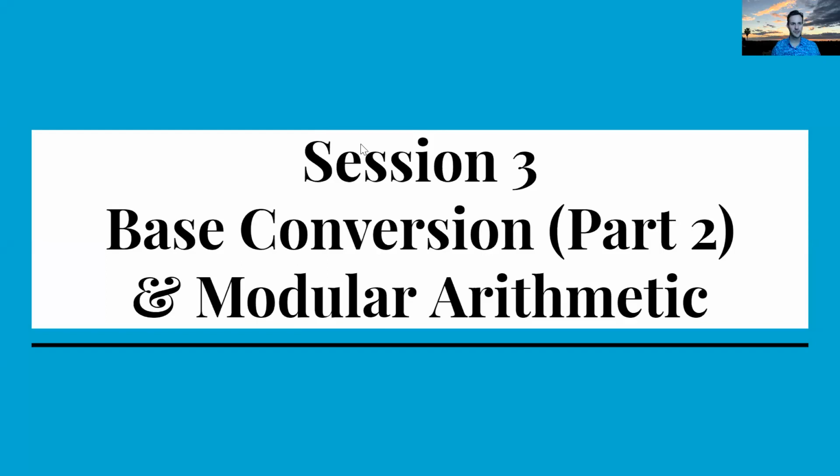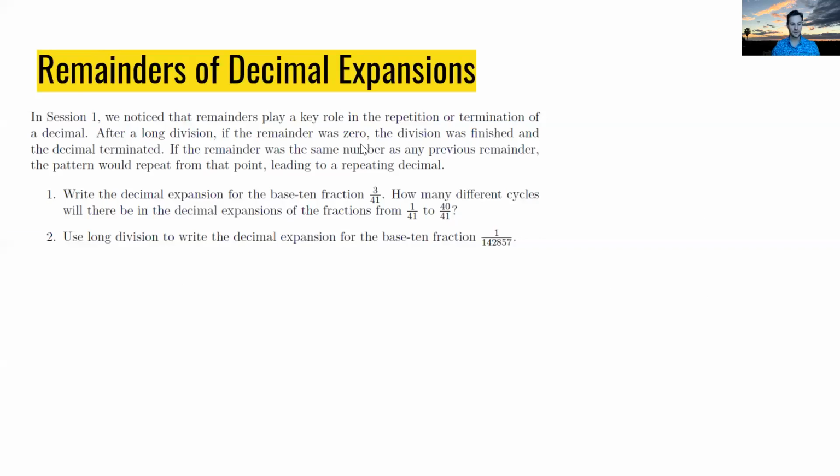Right, so here's a quick summary of what we talked about today, just so you know where we're picking up on Wednesday. We started talking about some of the session 3 problems, which is about base conversion, going from base 2 to base 3 to base 5. We didn't get to modular arithmetic today, but it is coming up. So in session 1, we noticed that remainders play a key role in the repetition or termination of a decimal.